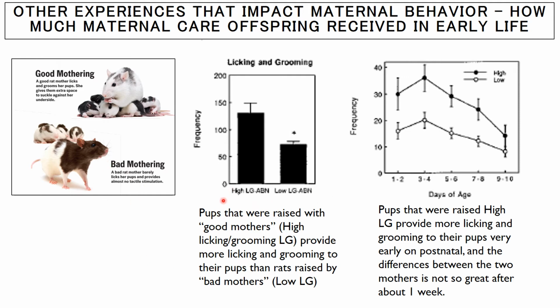In this study, they knew that the pups were raised by either good mothers, high LG, or bad mothers, low LG. And then they looked to see how much licking and grooming behavior these pups showed once they were mothers. They monitored the frequency of licking and grooming over a period of time. That's what this is showing, and you can see that this is a significant difference.